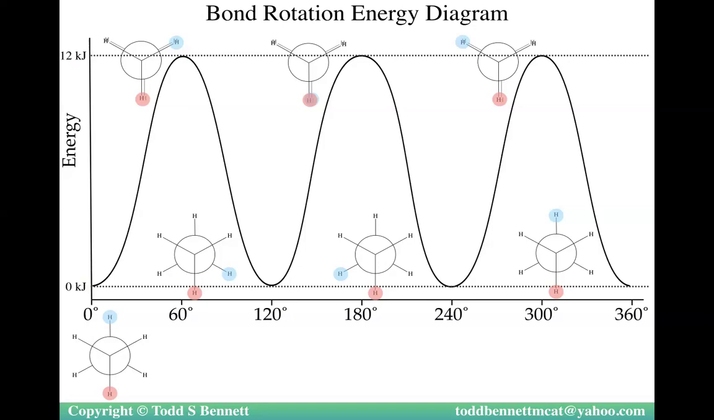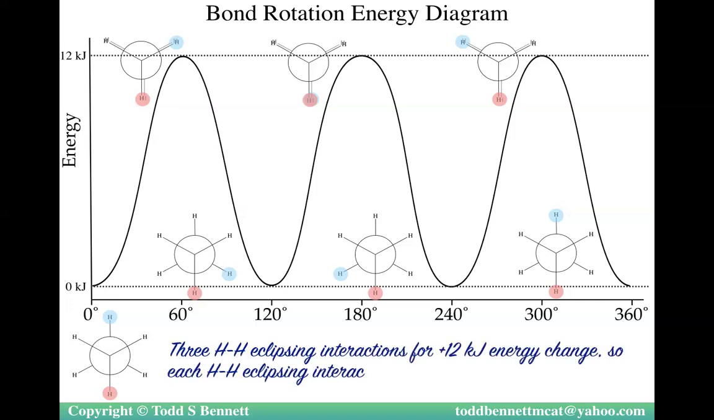So what I can conclude from this is when it rotates into this structure, and this structure, you have 1, 2, 3 eclipsing interactions. So 0 to 12 is a gain in energy of 12 kilojoules per mole. And if you have 3 of them, 12 over 3 would be 4. So I'm going to conclude each of these H's is going to be 4 kcals per mole.